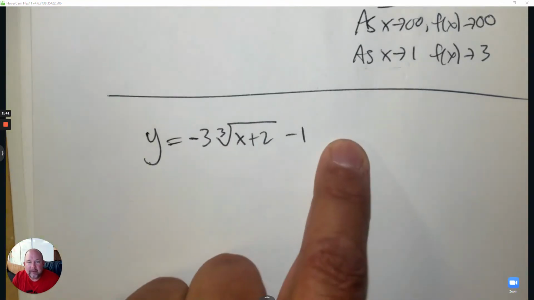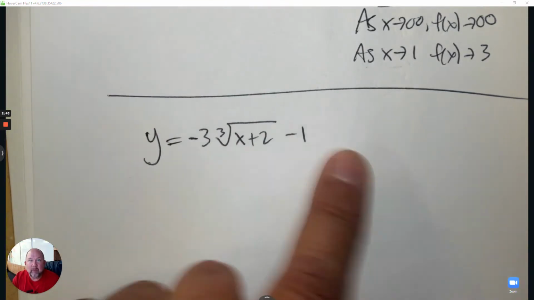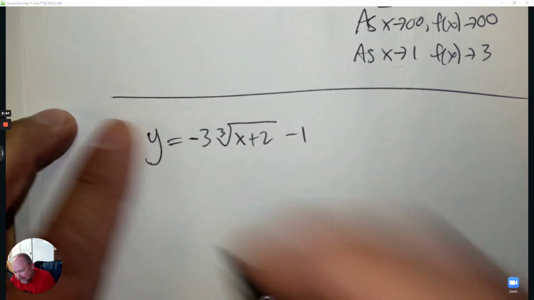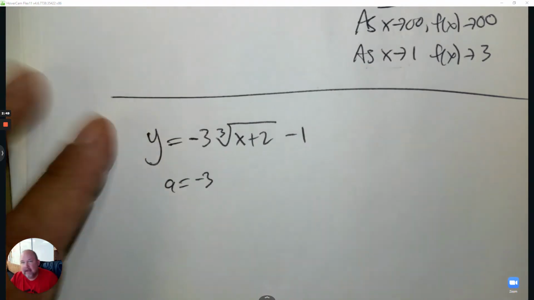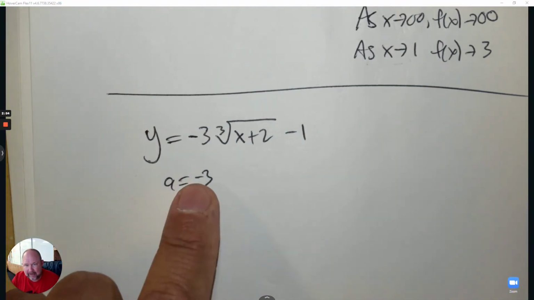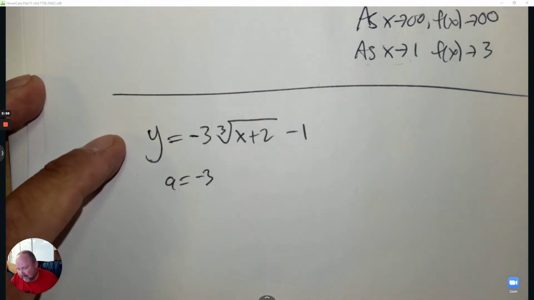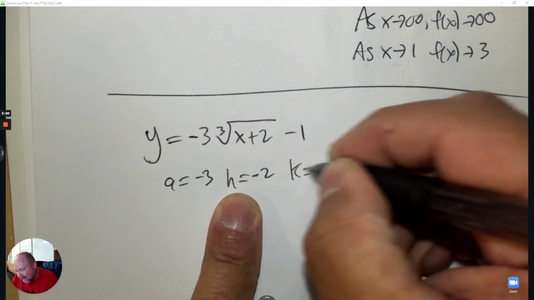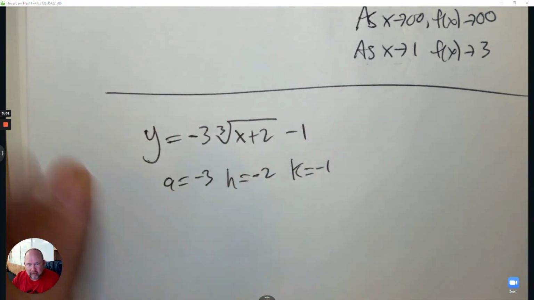So here's an example of a cube root function. Step 1 again is I'm going to write down what a equals, what h equals, and what k equals. So a is negative 3. Not only is that a vertical stretch, but that's also a reflection because a is negative, so it's going to reflect down on the x-axis. H is negative 2, be careful, and k is negative 1, so the sign doesn't change.